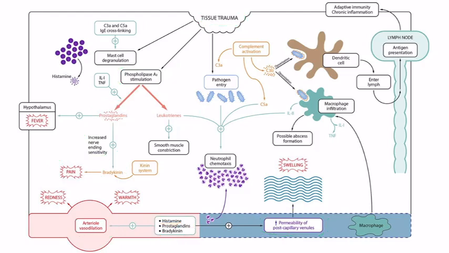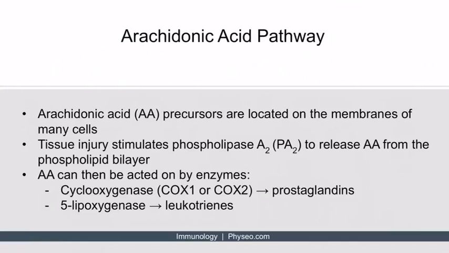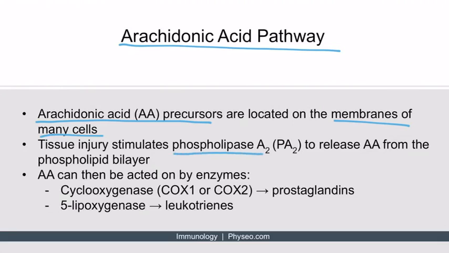Now that we know generally how prostaglandins are involved in acute inflammation, let's clarify this entire process in more detail on a new slide. This slide describes the arachidonic acid pathway. Arachidonic acid precursors are located on the membranes of many cells, and tissue injury will stimulate phospholipase A2 and cause it to release arachidonic acid, and this gets released from the phospholipid bilayer. Arachidonic acid can then be acted on by enzymes, including cyclooxygenase, abbreviated COX, and there's two types you need to know about. That would be cyclooxygenase 1 and cyclooxygenase 2. When this enzyme is activated, the arachidonic acid will be converted to prostaglandins.